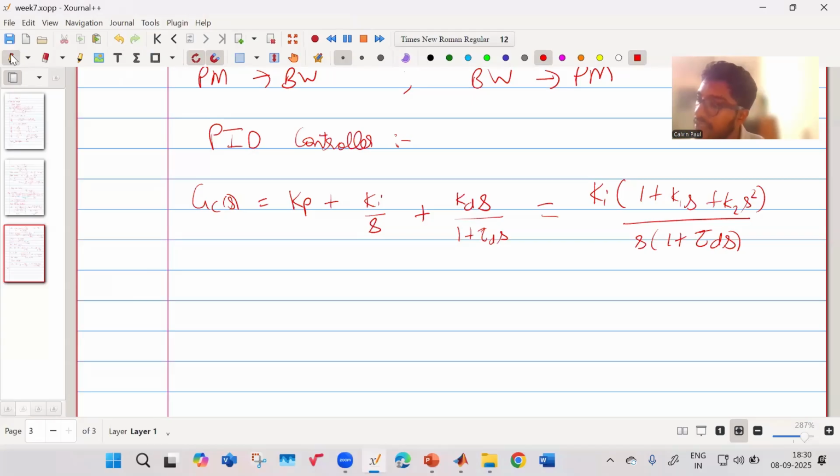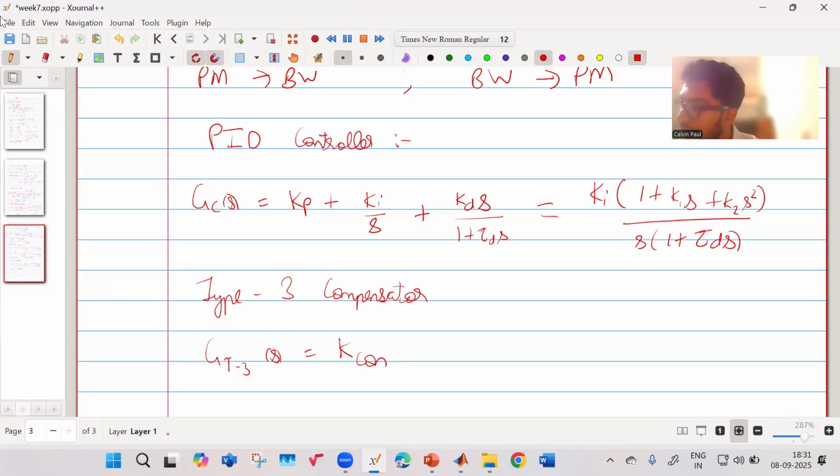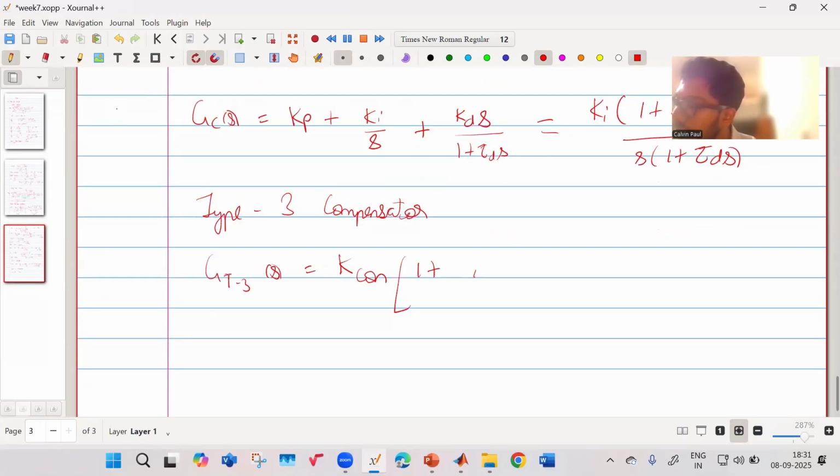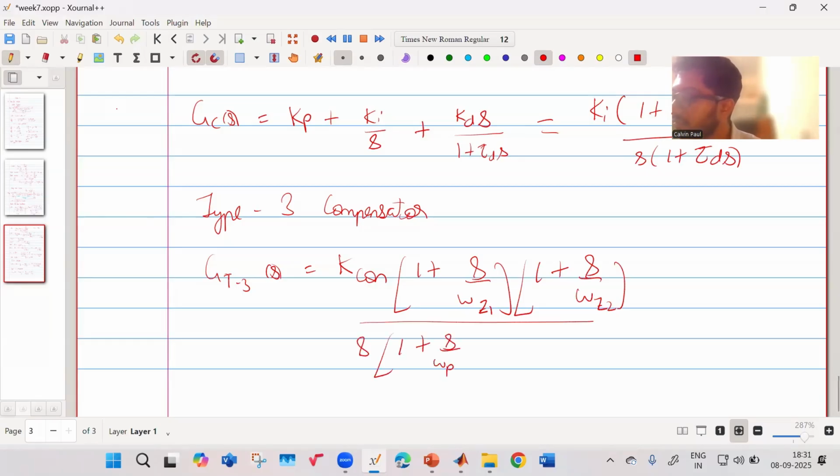Sir had mentioned something known as a type 3 compensator. So what is a type 3 compensator? Type 3 also has some controller DC gain, into 1 plus S. It has two zeros and it has three poles.